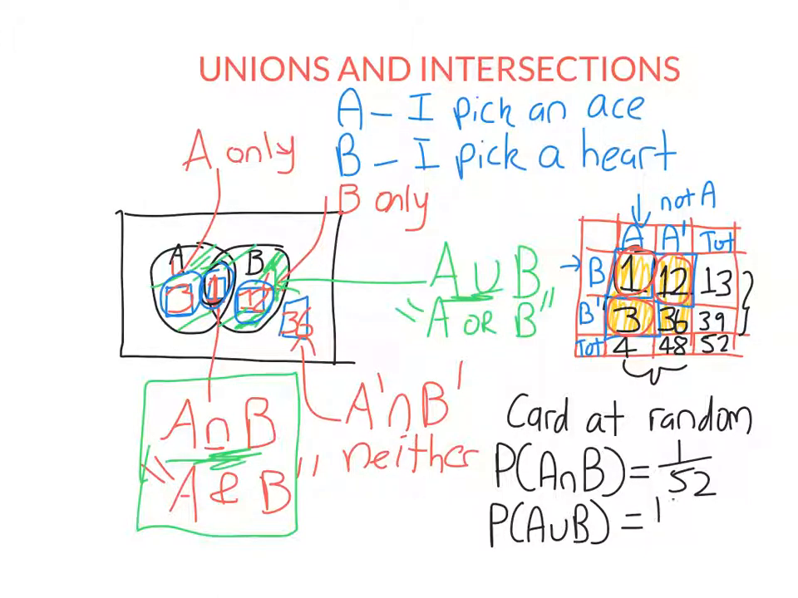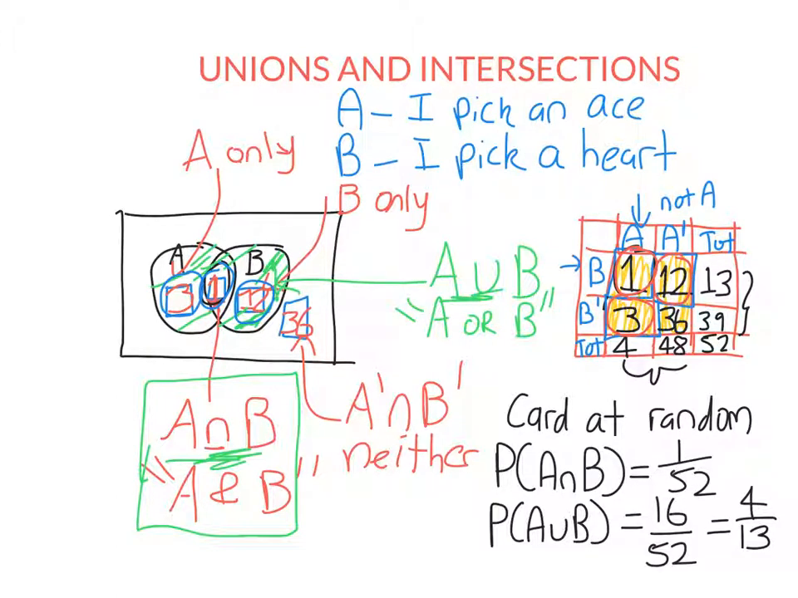Because when we say 16 cards are either an ace or a heart, we're saying that there are 16 cards that are either a heart only, that have a heart symbol on them, have an ace symbol on them, or have both of those on them. And there are 16 in total. Of course, probability has to be a number between 0 and 1. So it'll be 16 over 52, which is 4 over 13.